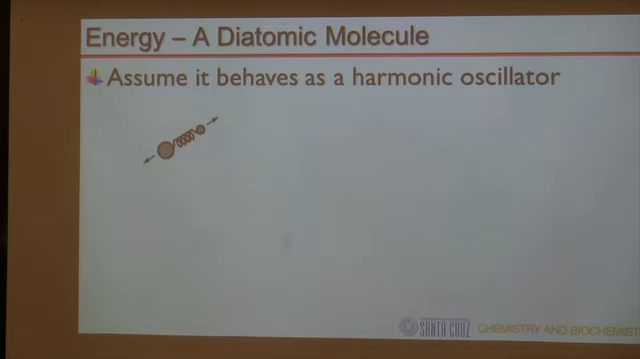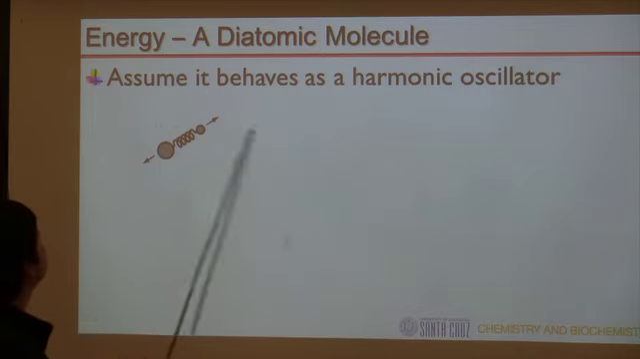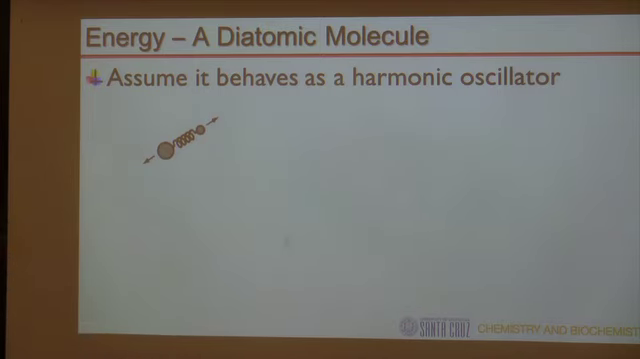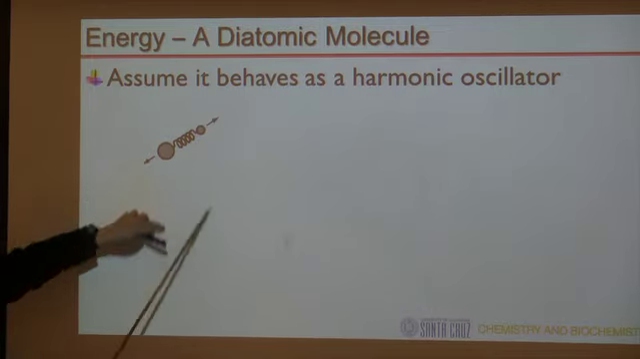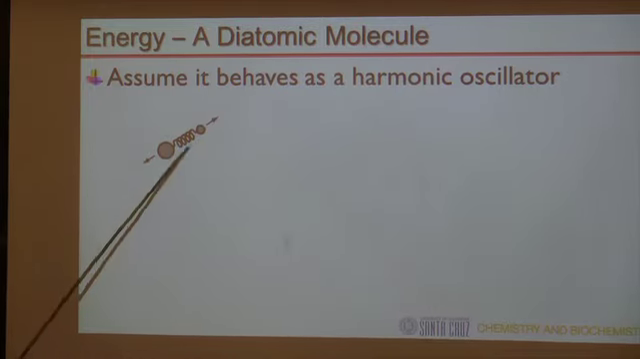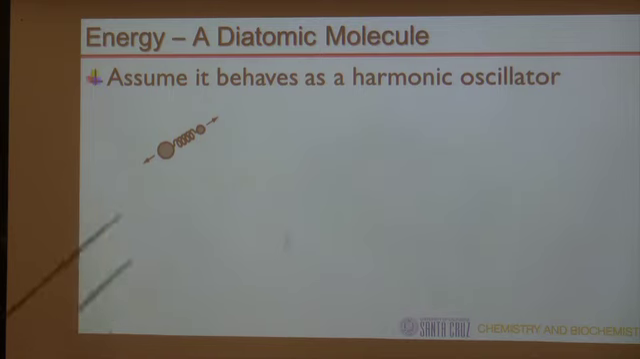So for diatomic molecules, we can assume it behaves as a harmonic oscillator. But in fact it's not. But we can assume that it's vibrating this way, connected by a spring. In fact, for diatomic molecules, this spring should just be the chemical bond between the two atoms.